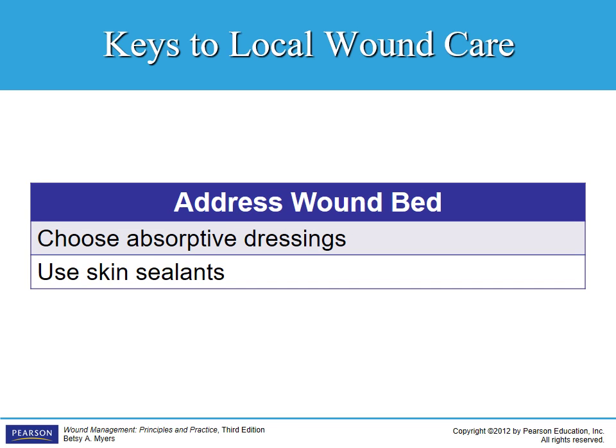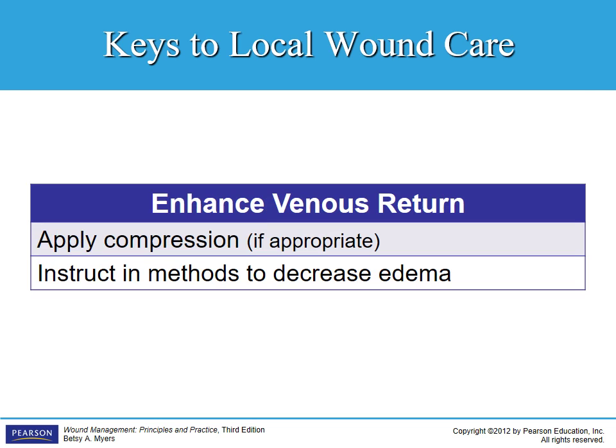So with the wound bed, what do you do? Well, it's a wet wound. So what are you going to do with a wet wound? You're going to use an absorptive dressing, and you're going to use skin sealants around it to protect that peri-wound skin. You want to enhance venous return by applying compression if you don't have arterial insufficiency going on as well. And you want to instruct the patient in methods to decrease edema: ankle pumps, elevation, and how to make sure they're using the compression per protocol.